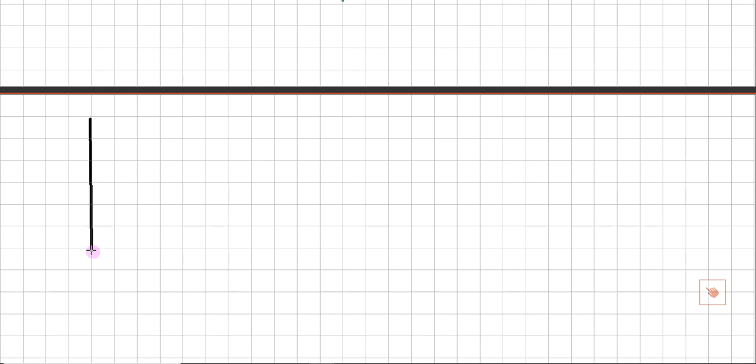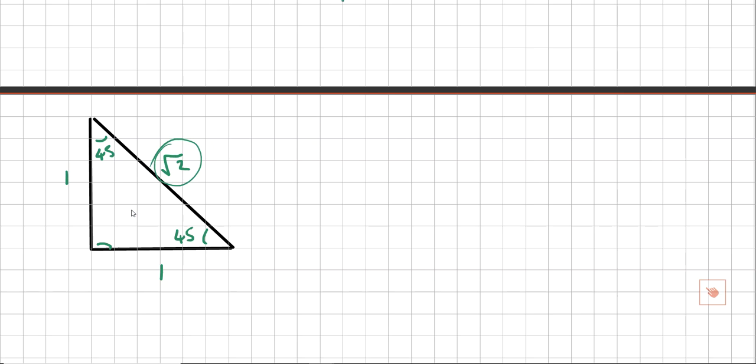It's 90, 45, 45, and then 1, 1, and root 2. That's it. And they're 45. That's not even anything you need to memorize. And if you can't remember these, where did that come from? 1 squared plus 1 squared equals 2. Yeah, use the Pythagorean theorem to work out those missing ones. Okay? Any other questions?